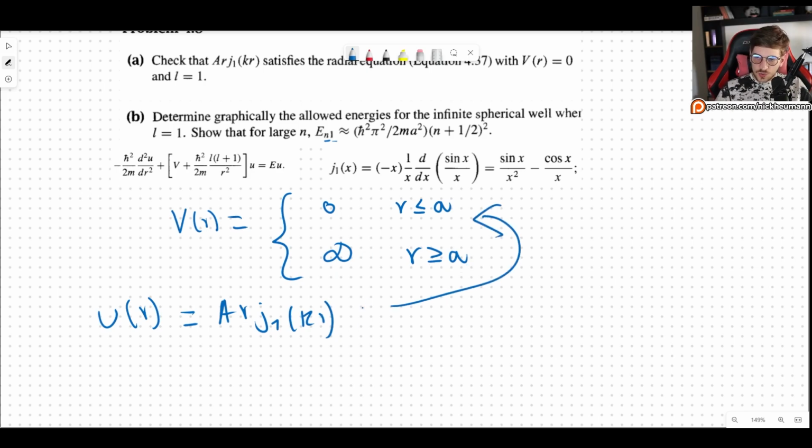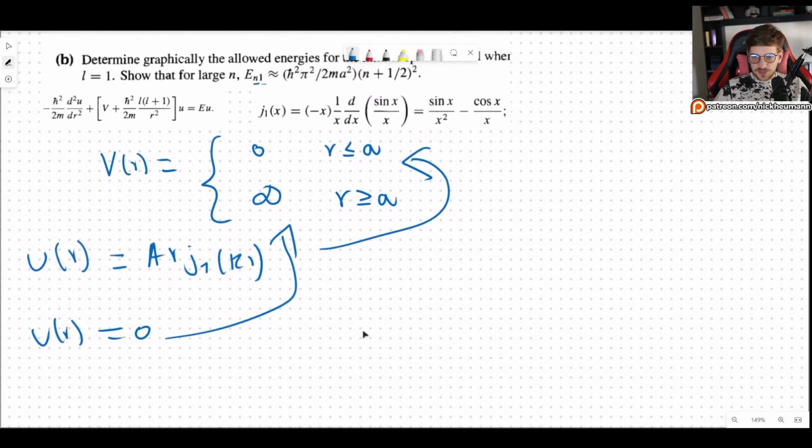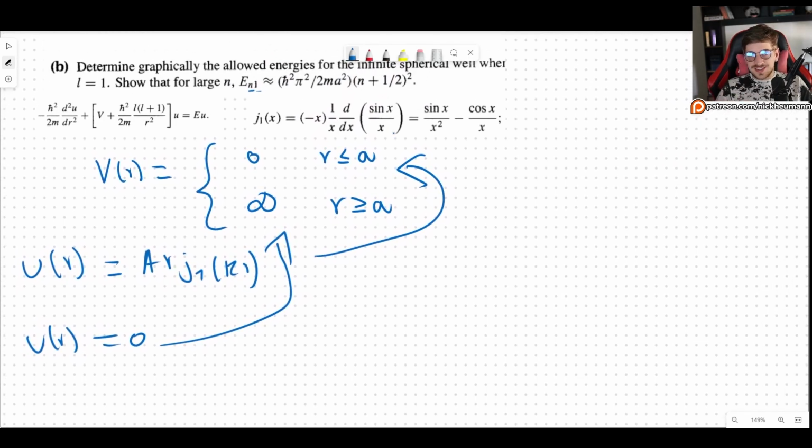Now, what is our solution for this case? Well, u(r) is equal to 0. We cannot have a wave function there. It's simply not possible. Why? Because it's an infinite potential. You cannot have a bound state if you have an infinite potential. That's not possible. You cannot normalize anything. It blows up. It's bad, very bad.